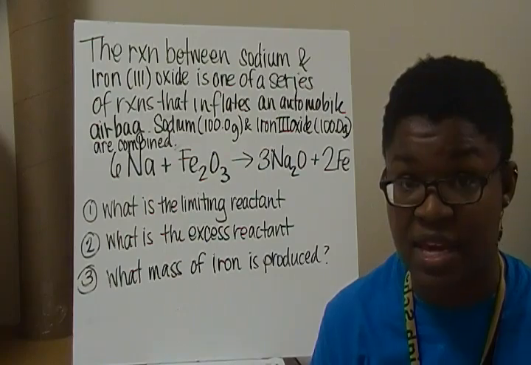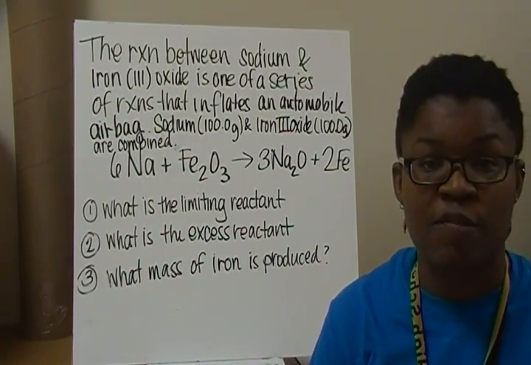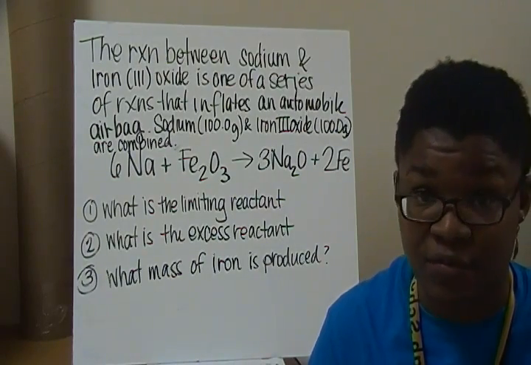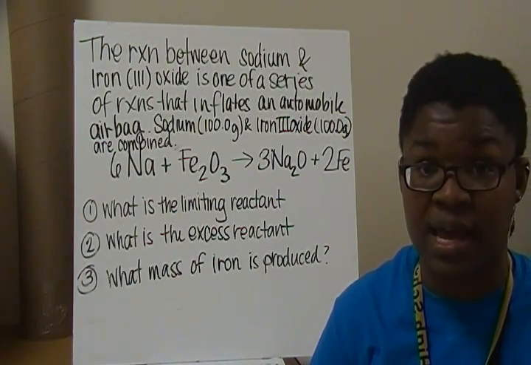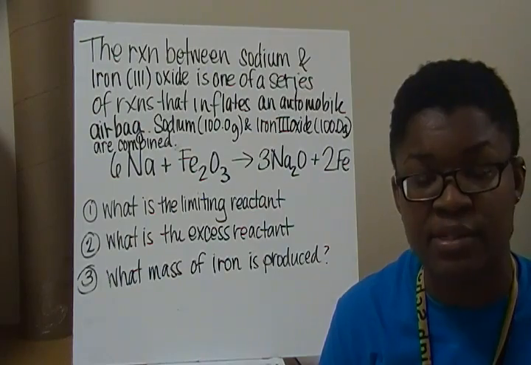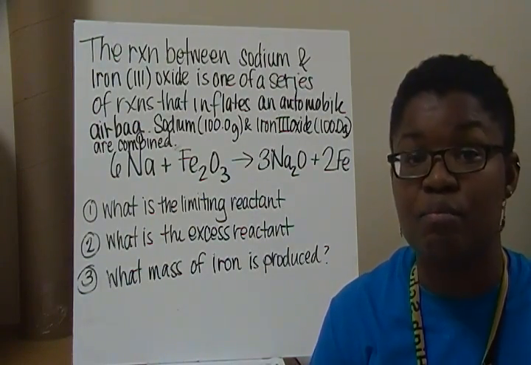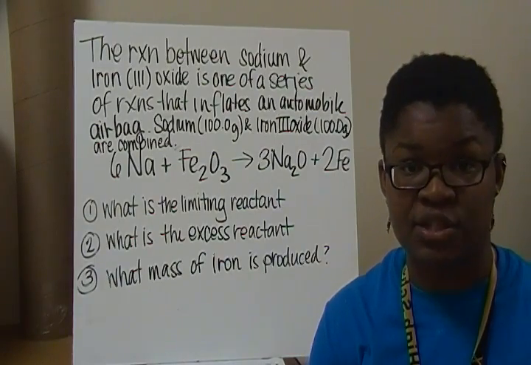We're going to do the same thing here. So we're going to solve the problem first for 100 grams of sodium. Then we're going to solve the problem again for 100 grams of iron 3 oxide. We're going to compare those 2 amounts, and the one that is the least is the limiting reactant. The one that is the most is the excess reactant.